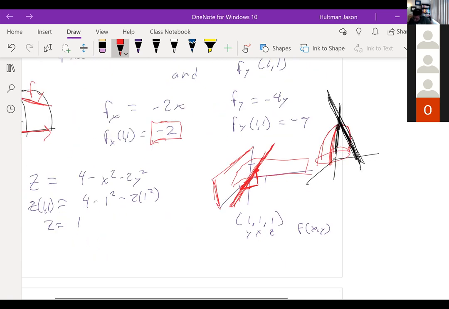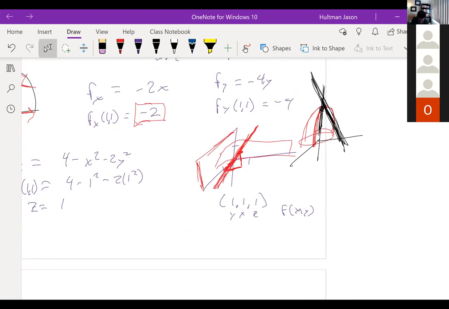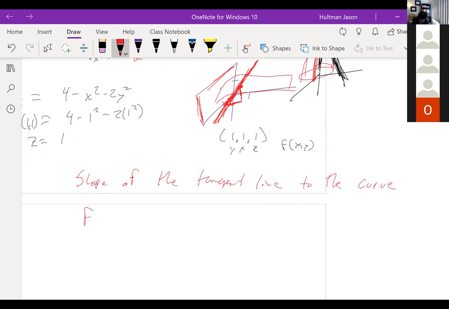So intuitively, what does this mean? This means that the slope of the tangent line to the curve f of x, y at the point 1, 1, 1, parallel along the x-axis, basically, we'll just leave it as parallel to the xz plane, because you just want to go in the direction that the xz plane is going.